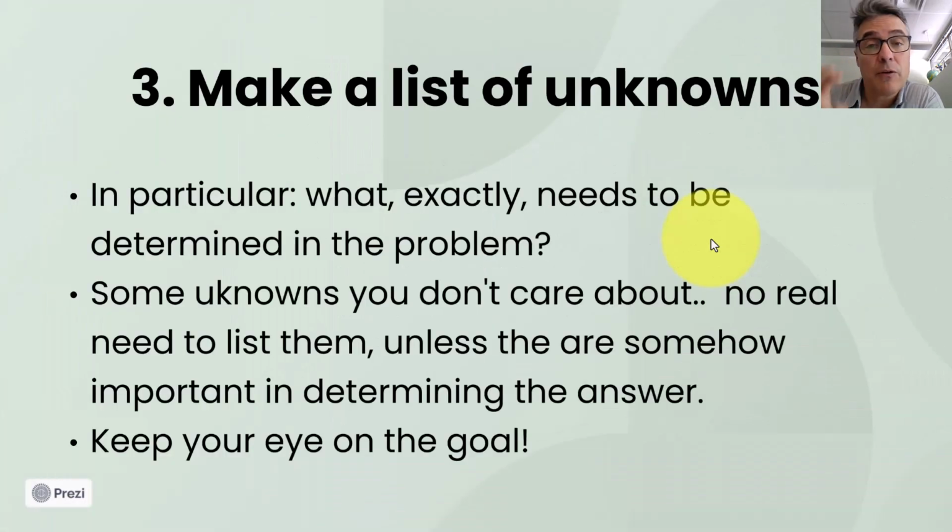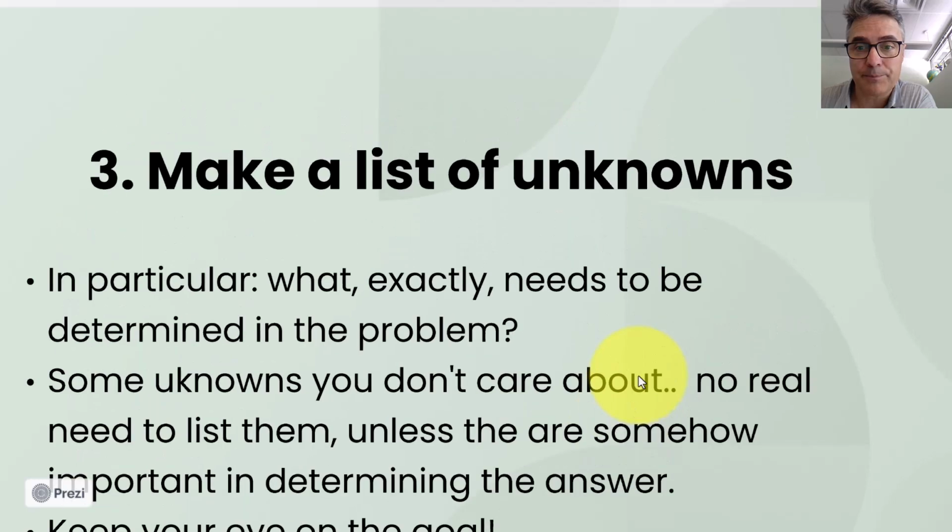Also make a list of what's called unknowns. So in particular, what exactly needs to be determined in the problem to get the answer and to move on. Some unknowns you don't actually care about, so there's no real need to list them unless they're somehow important in determining the answer. So keep your eye on the goal here.